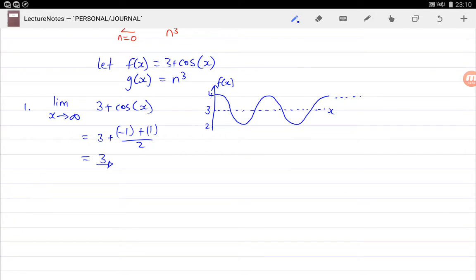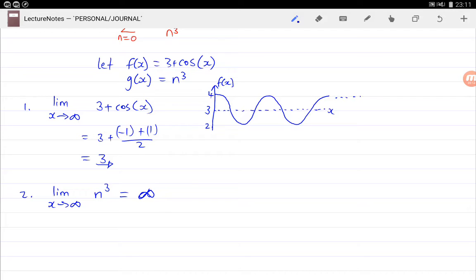So now we go to the limit of our g of x as x goes to infinity. We want to see how n cubed behaves. And this is obvious, because this is a cubic polynomial, so this will obviously go to infinity.